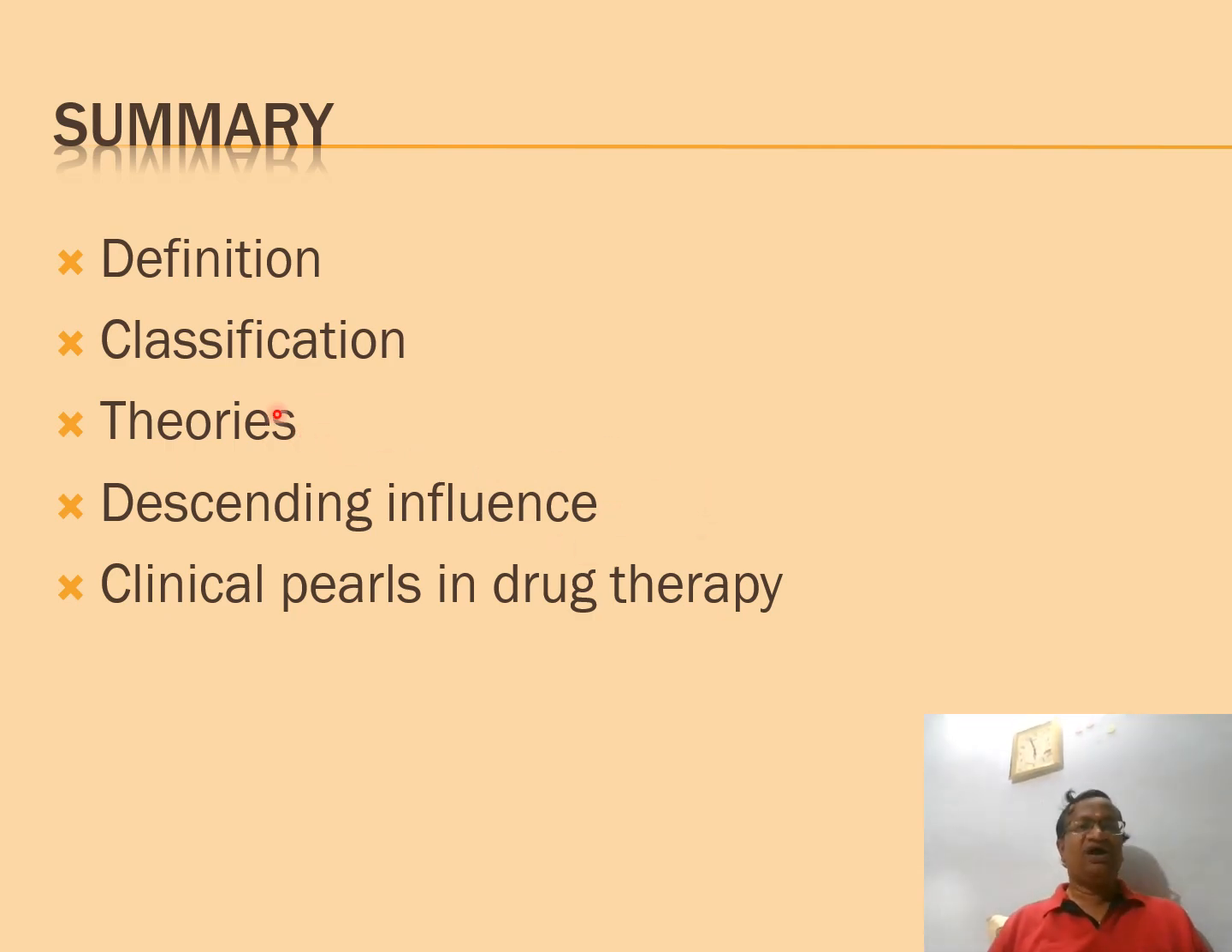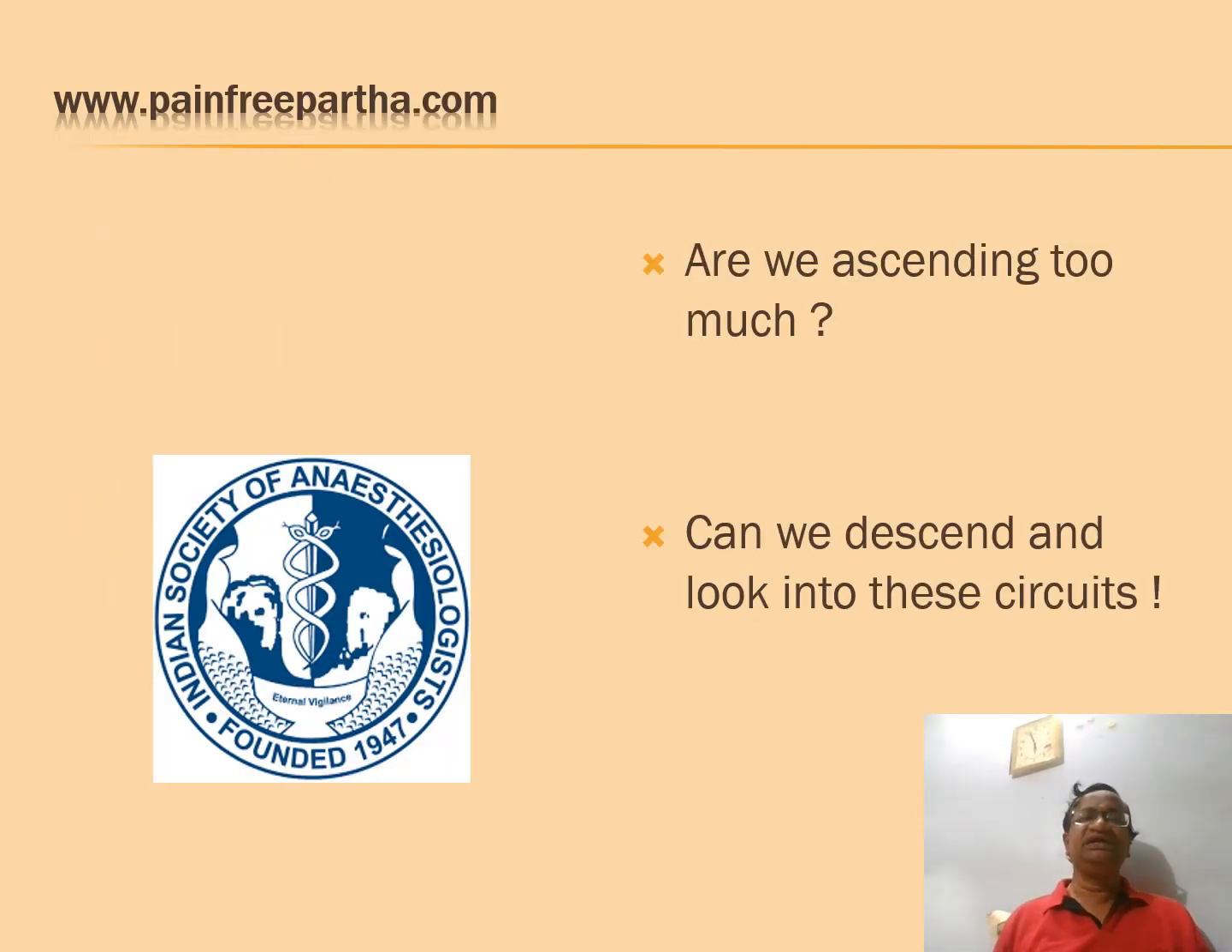biopsychosocial theories. We all know the descending influence from the PAG, opioids, periaqueductal gray, locus coeruleus, and nucleus raphe magnus, the role of noradrenaline and serotonin. As I've already drawn a diagram to tell what the clinical pearls are, targeting drug therapy in very simple terms. There's so much in pain therapy, I'm not going into newer analgesics. So are we ascending too much? Can we descend slightly, look down, and look into these sectors?